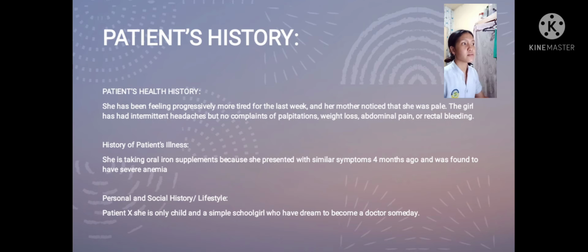Next is the patient history. Patient health history: she had been feeling progressively more tired for the last week, and her mother noticed that she was pale. The girl had intermittent headaches, and there were no complaints of palpitation, weight loss, abdominal pain, or rectal bleeding. History of the patient's illness: she is taking an oral iron supplement because she presented with similar symptoms 4 months ago and was found to have severe anemia. For the personal and social history, patient X is the only child and a simple schoolgirl who has a dream to become a doctor someday.